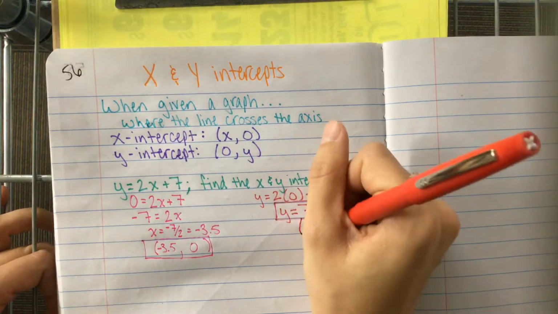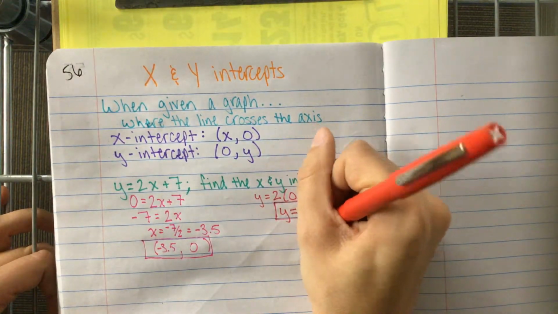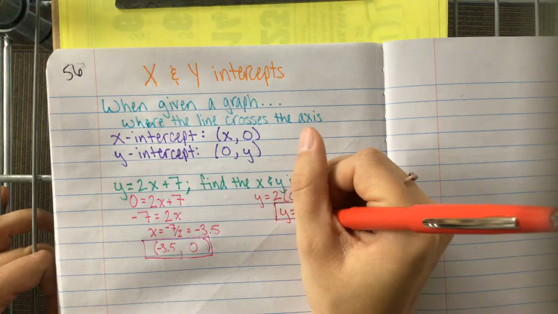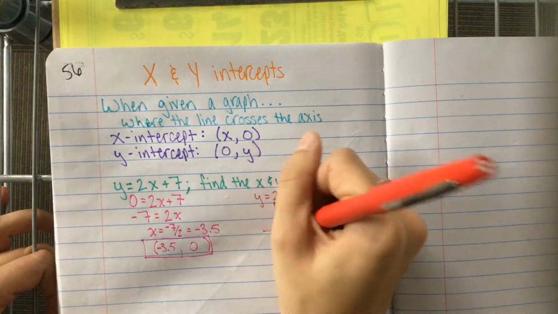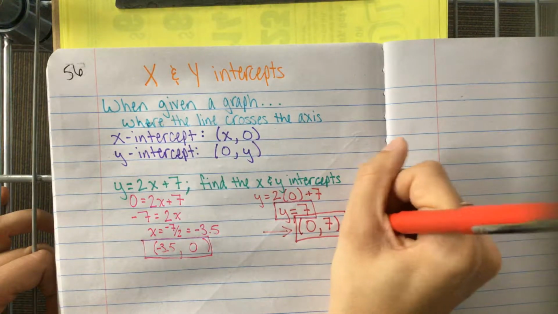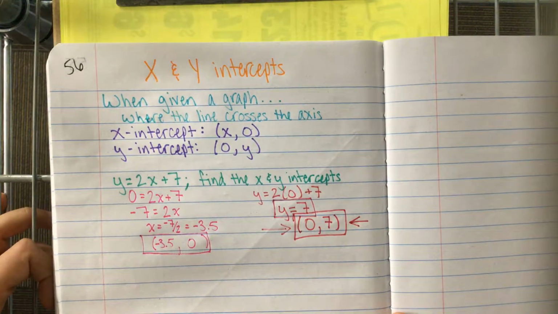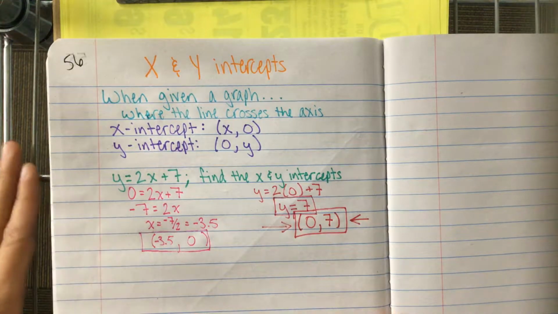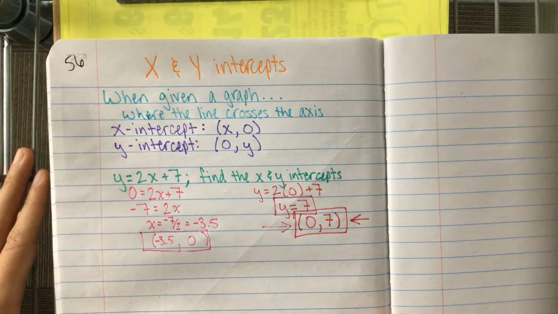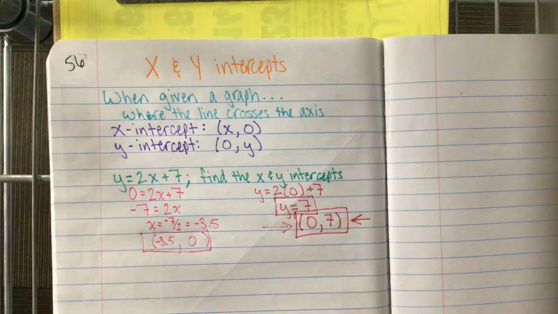What's your final answer? 0, comma 7. This is your final answer. Your answers will always be an ordered pair.